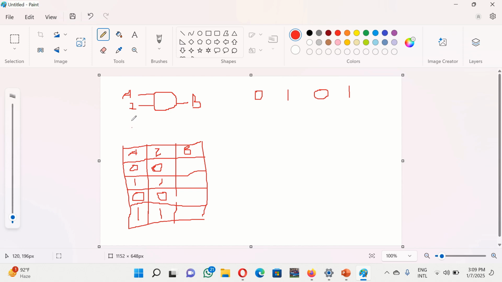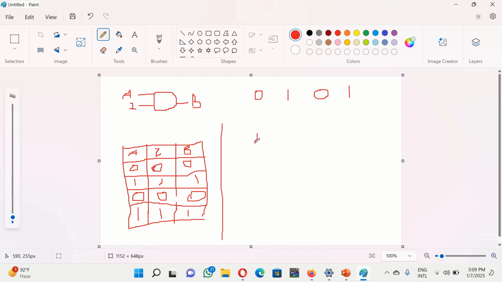So let's see. A is 0, Z is 0. It means that from the definition, we will have here to be what? 0. Okay. So if A is 1 and Z is 1, we will have output to be 1. And then if both are 0, we still have 0. And if both are 1, we have 1 here. So let's go with another example.